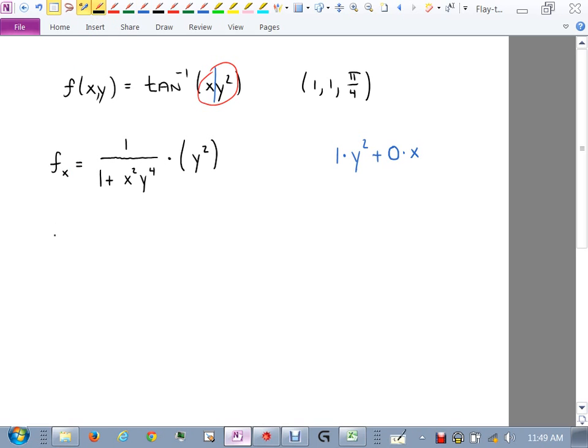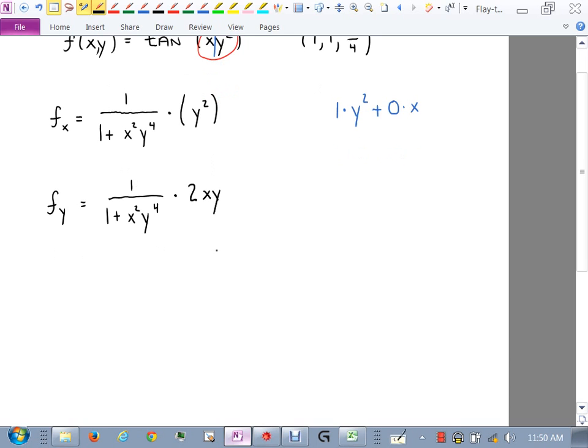Now, what's the partial of f with respect to y? Same thing here, right? Now I'm treating x like a constant. So what's derivative of y squared? 2y, and that's it, right? 2y times x. 2xy? Okay.